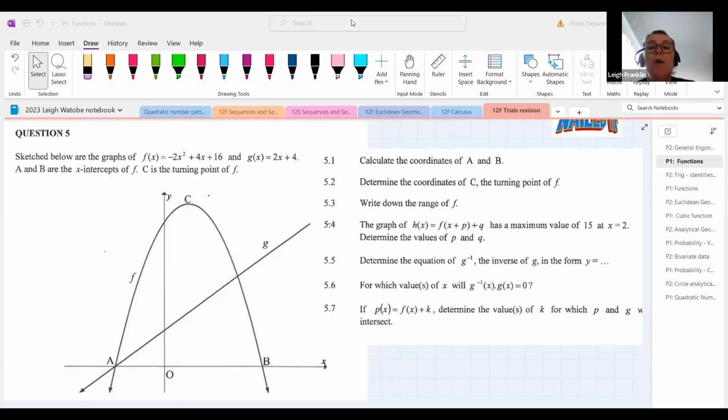Rosario, you're saying, where are you? I'm giving you guys some work to do. You're going to do 5.1 and 5.2. We've just started, okay? You're going to calculate the coordinates of A and B and the coordinates of C, the turning point.